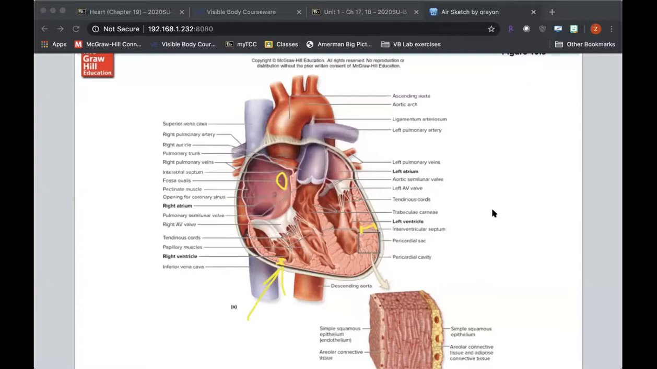And this has a reason. There's a reason why the left needs to be thicker. Now remember, volume is the same, so the amount of blood being pumped by each ventricle is the same, yet the left ventricle has a thicker wall.